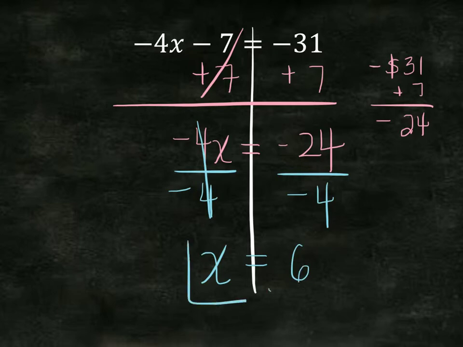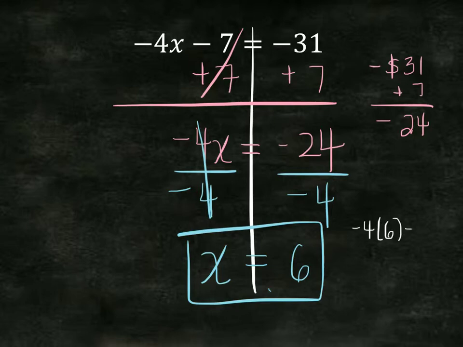Okay? As before, it's always a good idea to check your work. If we plug in the 6 or substitute the 6, I apologize, I've been using bad math vocabulary there. We want to see if this is a true statement. Negative 4 times 6 is negative 24. Negative 24 minus 7 equals negative 31.